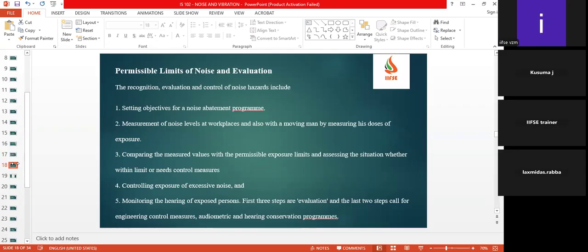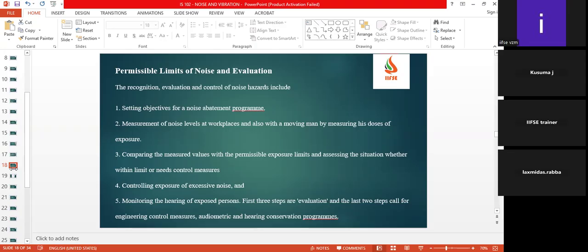Then if you see the permissible limits of this noise, how can it be done? So the recognition, evaluation, and control of noise. Basically, setting the objectives for the noise abatement program, which is nothing but reduction of noise levels or exposure level. Definitely, we should have objectives. Then only can we invest in something, or research how we can reduce the exposure to such noise levels.